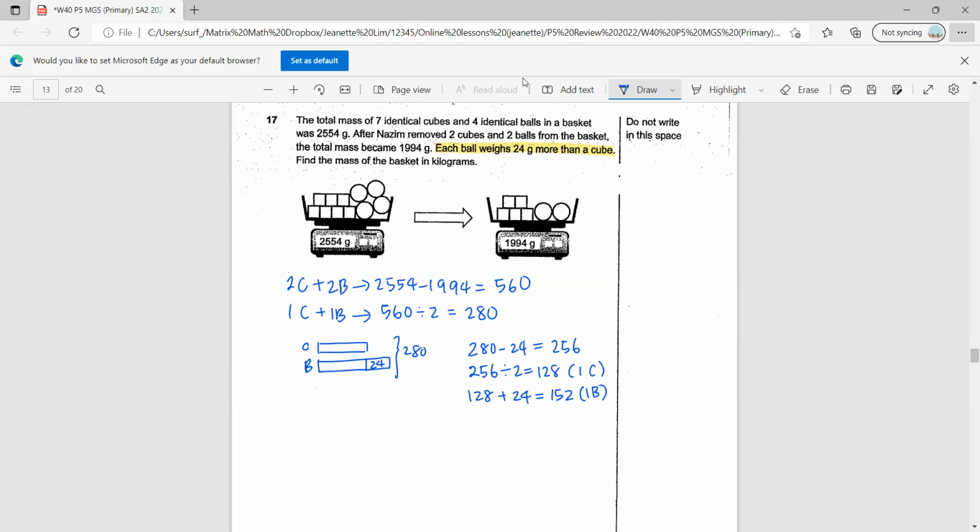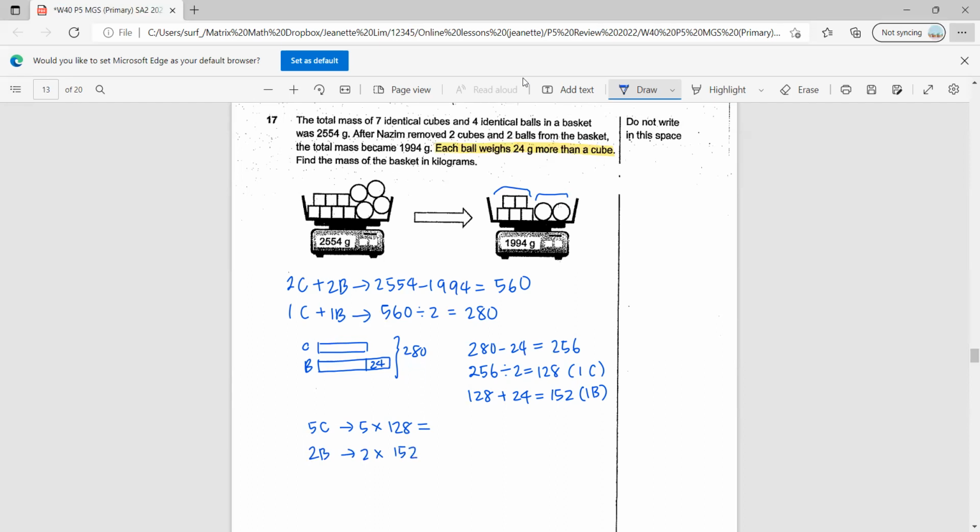Okay, what are we supposed to find? You're supposed to find the basket. So you can use this diagram now. You can find two balls. You can use the first one, you can use the second one. I'm going to use the second one because the numbers are smaller. So 2 balls and 5 cubes. Okay, so 5 cubes will be 5 times 128. Then 2 balls will be 2 times 152.